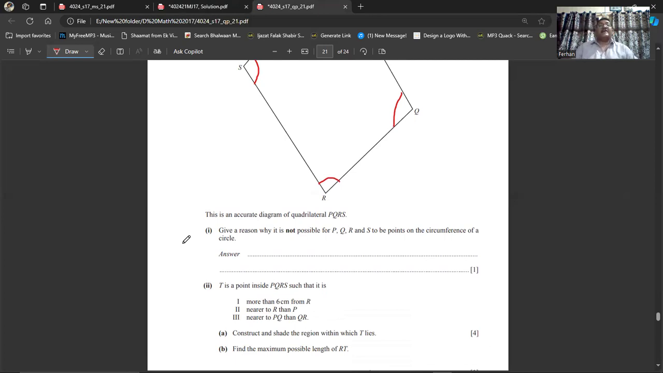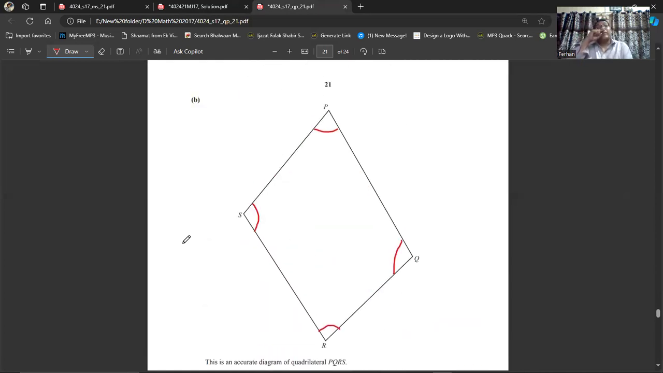Give a reason why it is not possible for P, Q, R, and S to be points on the circumference of a circle. You see, if all these 4 points are on the circumference of a circle, then it will be a cyclic quadrilateral. And in the case of a cyclic quadrilateral, the sum of the angles in the opposite segments is 180. So angle S is obtuse, and angle Q is also obtuse. So their sum cannot be 180.